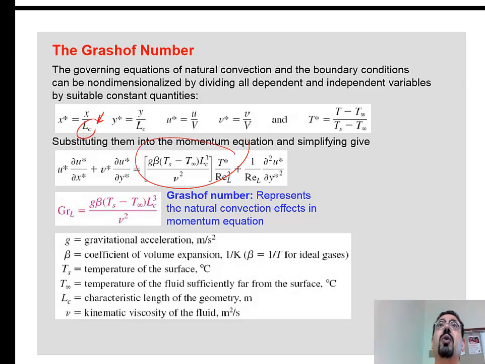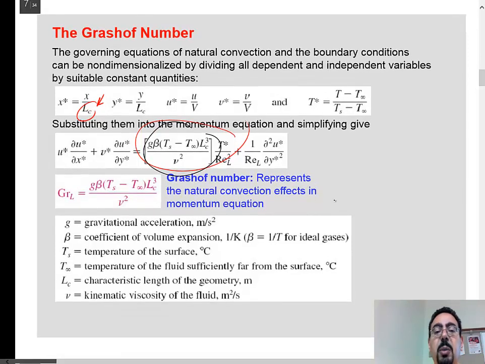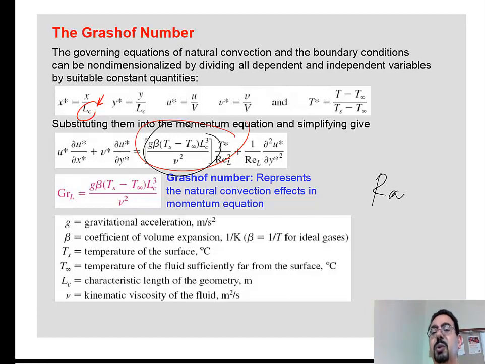rather than u, it's u over a characteristic velocity scale, for example, it will turn out that this number shows up. This dimensionless number shows up in the equation, and it is called the Grashof number. I told you there's something called the Rayleigh number, but the Grashof number multiplied by something will end up being the Rayleigh number. All right? So the Grashof number is g beta (Ts minus T infinity) over kinematic viscosity squared.